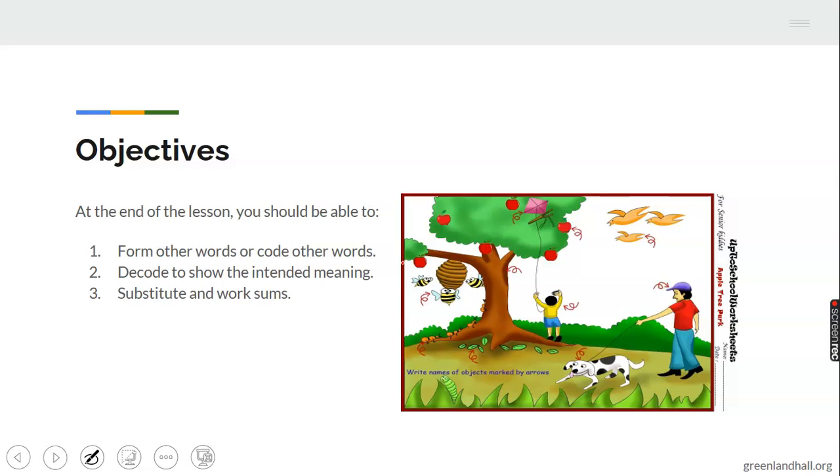At the end of this lesson, you should be able to form other words or code other words, then decode to show the intended meanings, and substitute and work sums. Okay, we'll be working sums. You should be able to work sums.